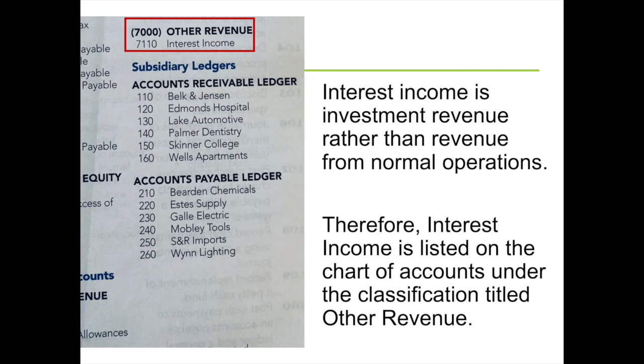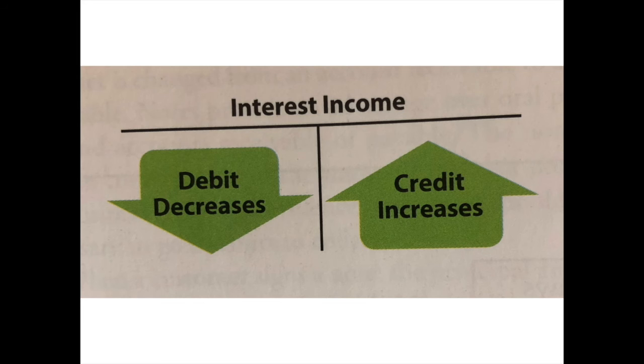Again, it's another source of revenue. It's not one that a business really counts on. It just happens when we create some promissory notes. Remember, interest income is a source of revenue. Revenue has a normal credit balance, so you'll increase on the credit side, decrease on the debit side.